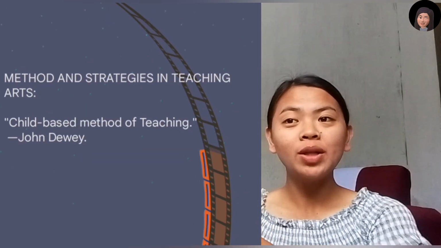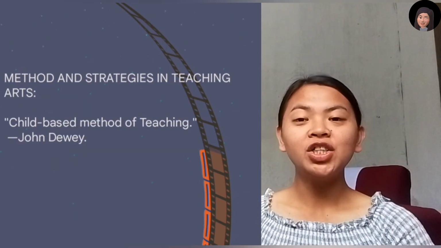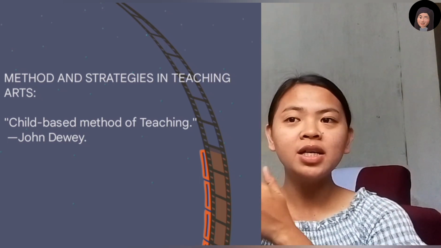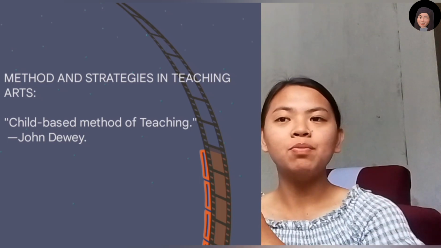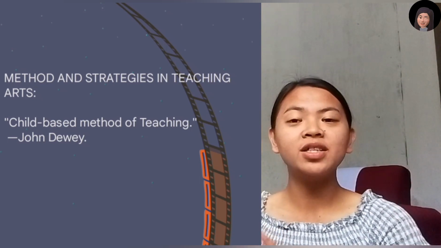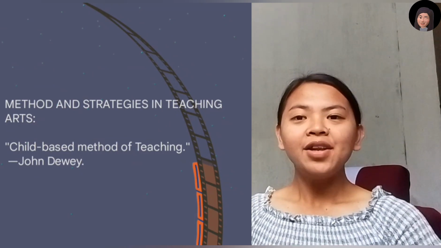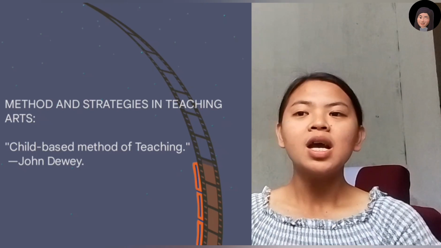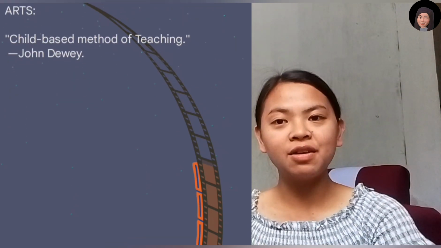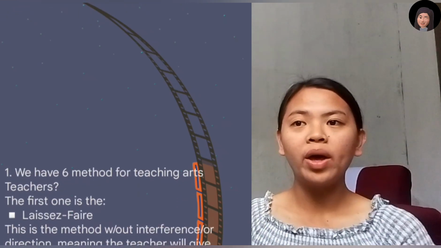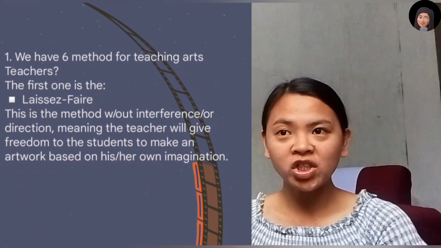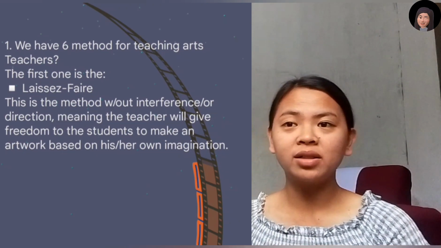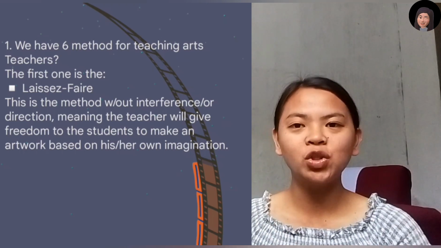Note, students will best learn by doing. The teacher will first adapt the child-based method of teaching by John Dewey as we go first on the basic process of teaching towards primary graders. Under this part, we have 6 strategies on teaching arts. The first one is the laissez-faire. This is the method without interference or direction, meaning the teacher will give freedom to the student to make an artwork based on his or her own imagination.